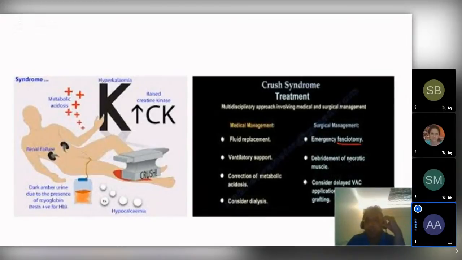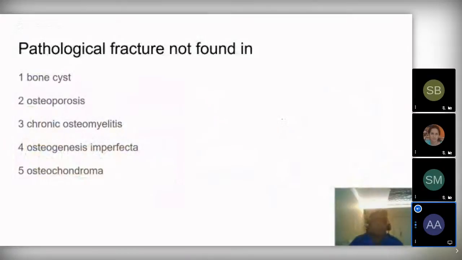Debridement: necrotic tissue you have to debride to prevent infection. And of course, wound management by skin grafting and other things. So pathological fracture, I was talking of pathological fracture. I think any one of you can quickly answer this. I have only 4 or 5 more questions left.